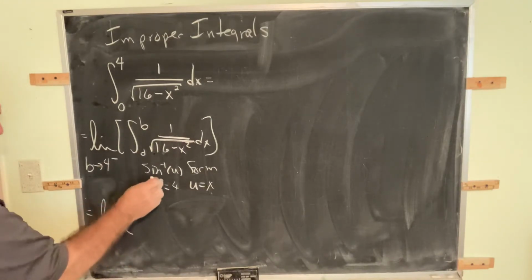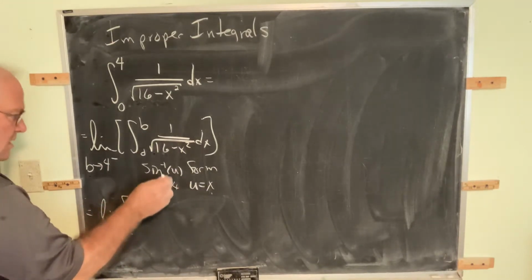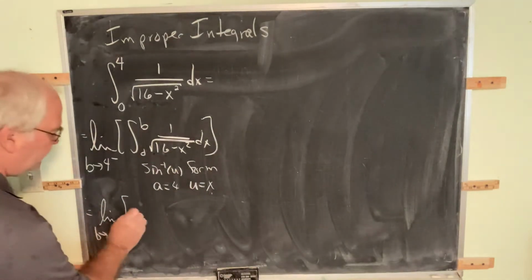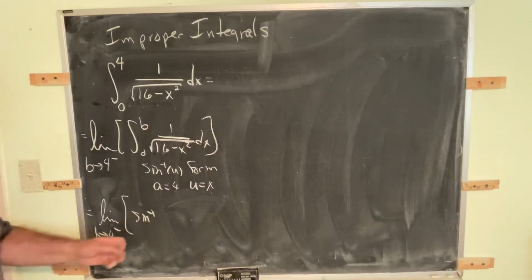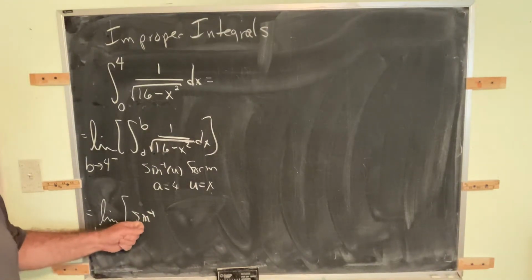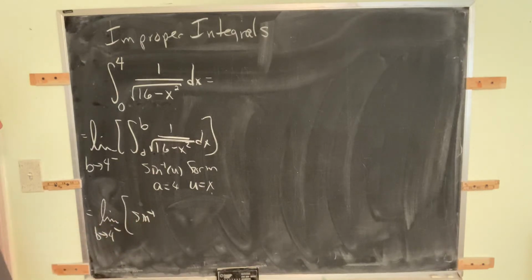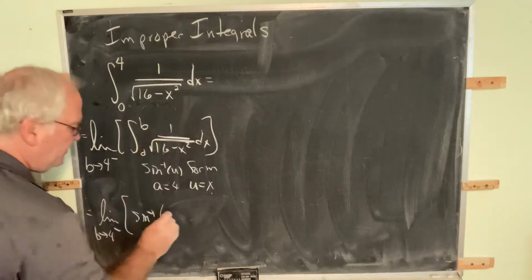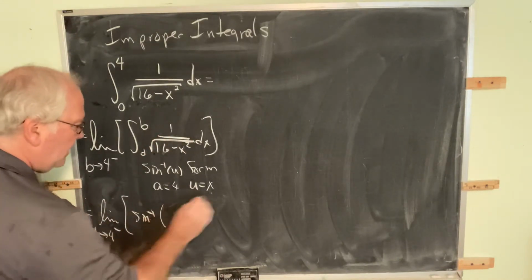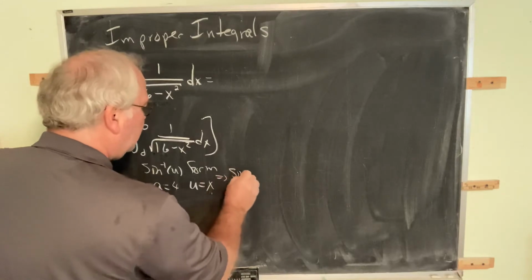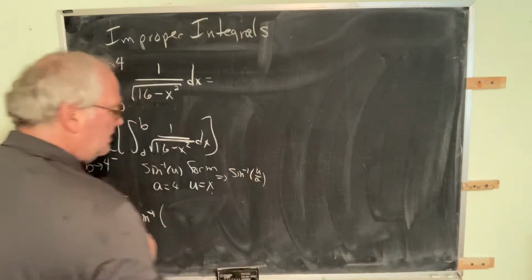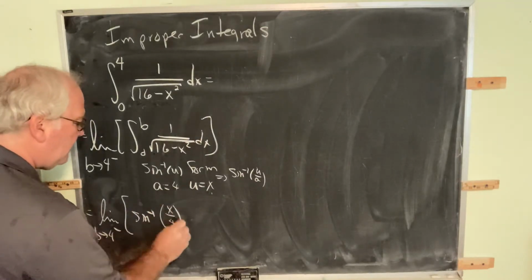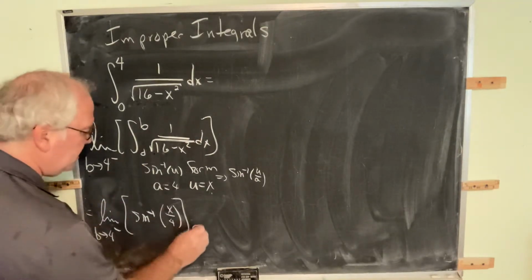This is sine inverse of u, where a is equal to 4 and u is equal to x. So the sine inverse form says this, sine inverse, arc sine. If you grew up calling this arc sine, that's fine. I don't care if you use arc sine or sine inverse. I tend to use sine inverse. The antiderivative of this form is sine inverse of u over a, right? And so u is equal to x and a is equal to 4, evaluated from 0 to b.